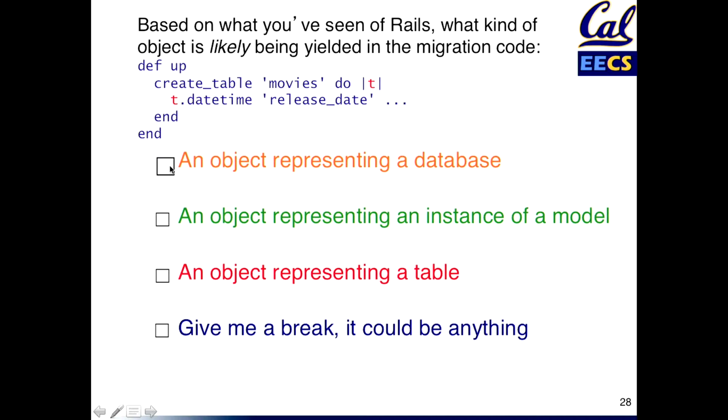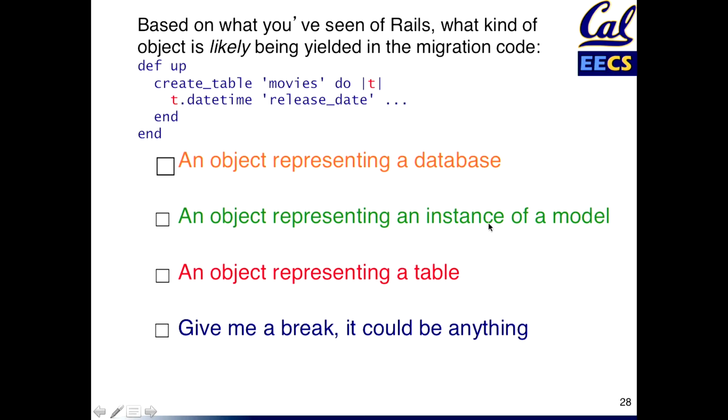So if we apply that in this example, well, there's a couple of things we could say here, right? Could T plausibly be an object representing the database? Well, what are we doing with T? There's a method on it called datetime, and there's methods that you saw in my original code snippet, like string and text and integer. So does it really make sense to talk about calling methods like that on an entire database? I would be skeptical, because a database consists of a collection of tables, right? And this could apply to any one of them.